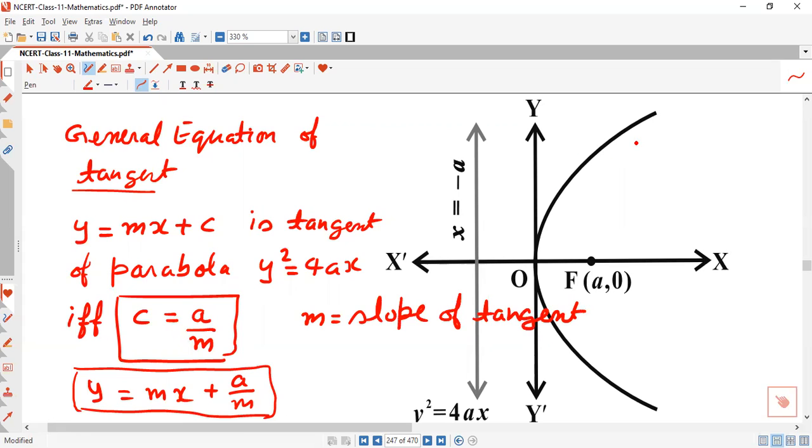So you can say that this straight line y equal to mx plus c will be the tangent of this parabola only in this condition. If c equal to a by m, then it will touch this parabola at one point only. For this, the value of c must be equal to a by m.